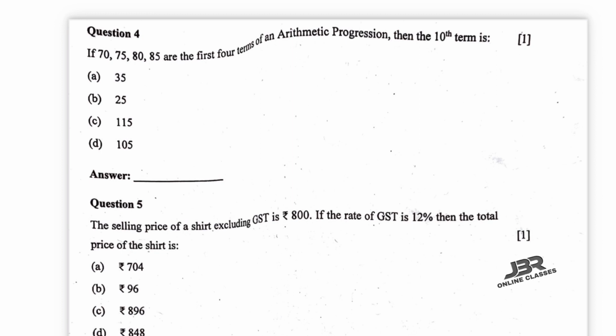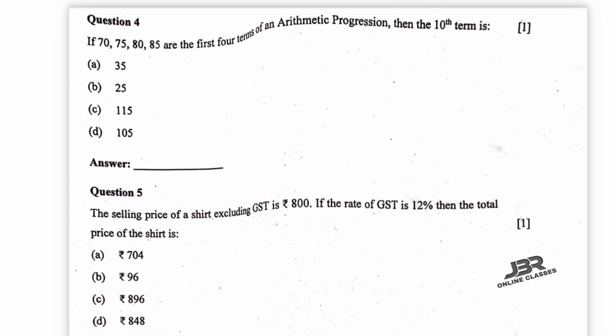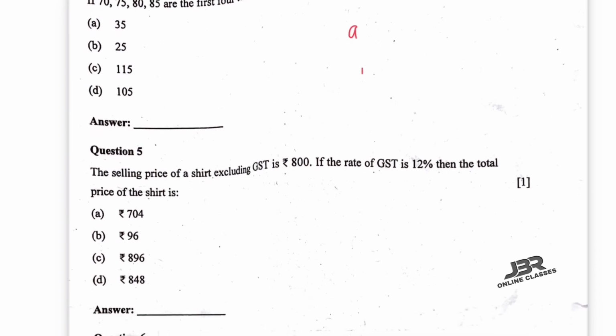If 70, 75, 80, 85 are the first four terms of an arithmetic progression, then find the 10th term. 10th term means here you can apply the formula A10 equals A plus 9D, and here A equals 70, then 9 into D, here D equals 5. So 70 plus 45, so 115, that is your answer.